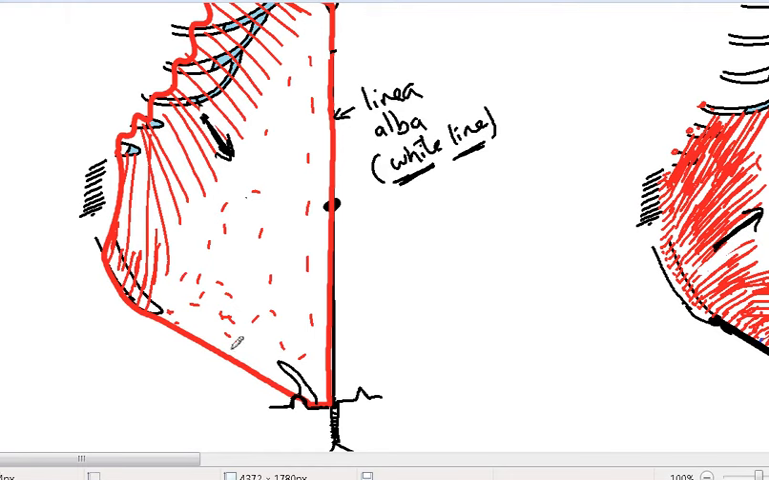In the lower part of the external oblique here, we find the inguinal ligament. The external oblique has fleshy fibers like this and an aponeurosis. The beginning of the muscle is fleshy here, and this is the aponeurosis, the flat tendon of the muscle. The lower part of the aponeurosis of the external oblique extends from the anterior superior iliac spine to the pubic tubercle. We call this the inguinal ligament.